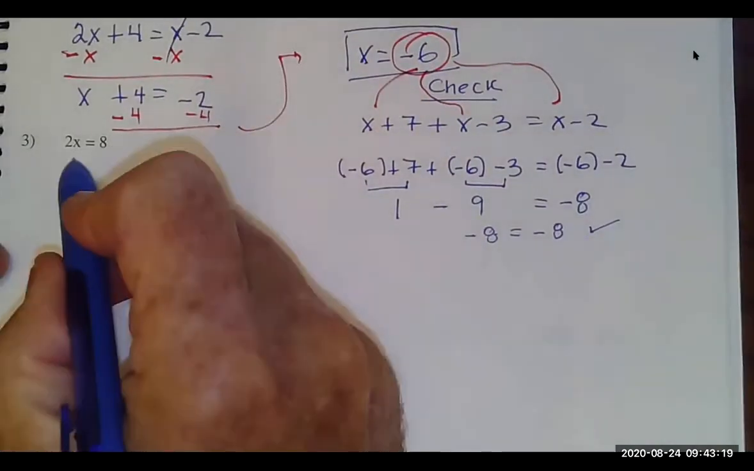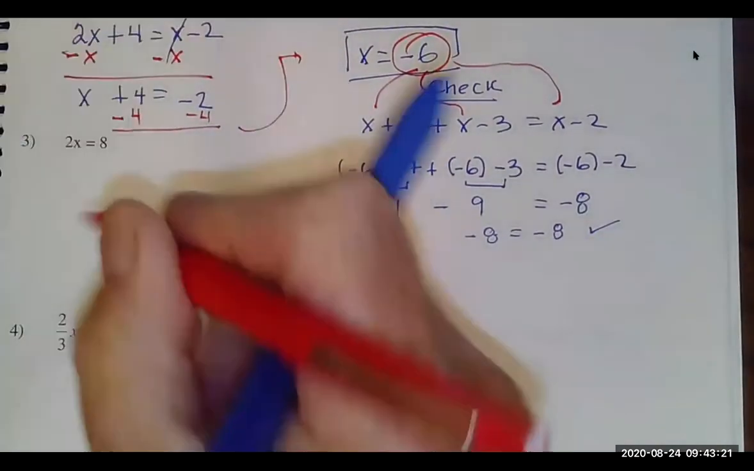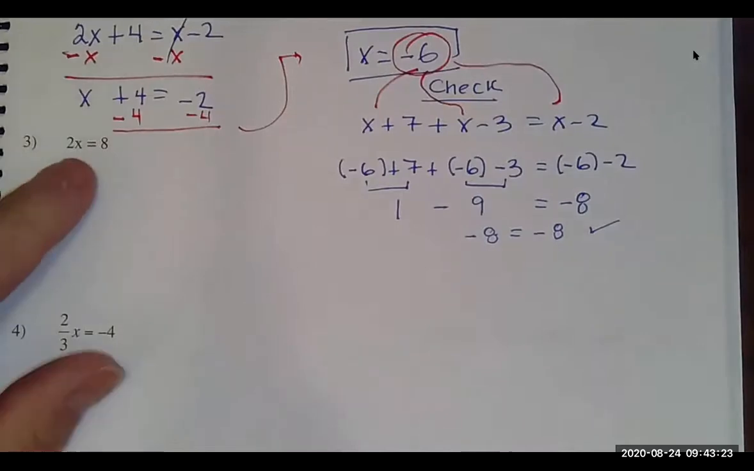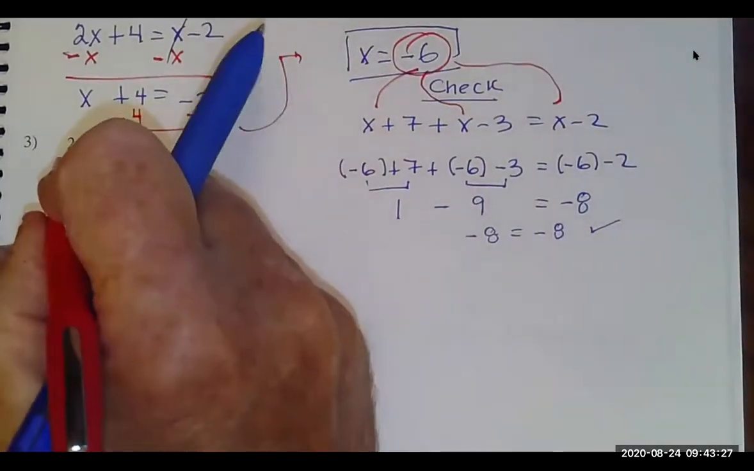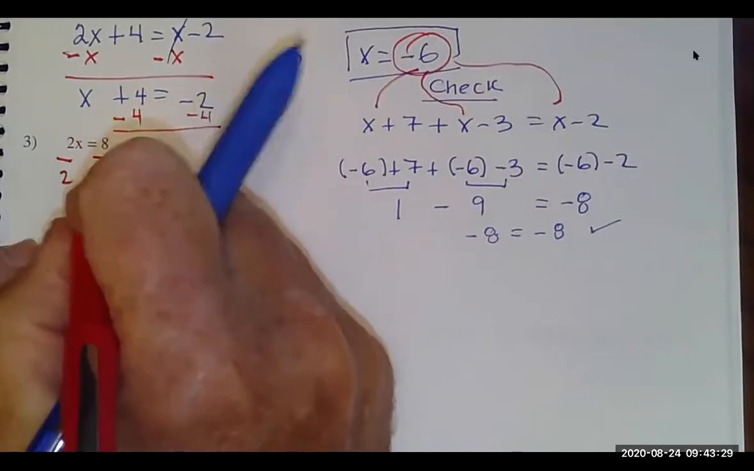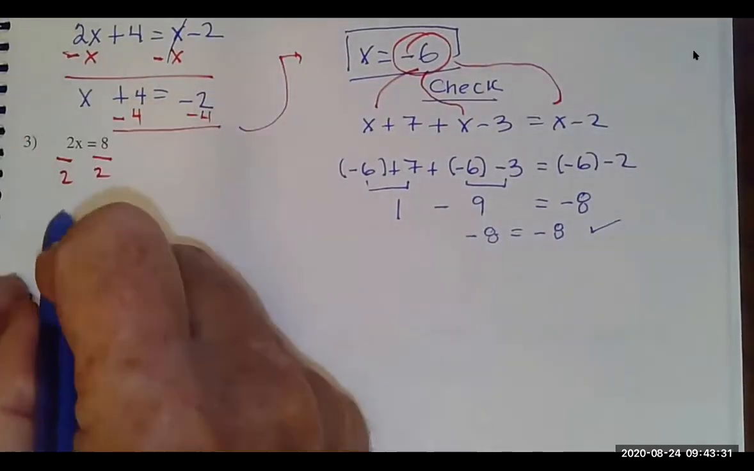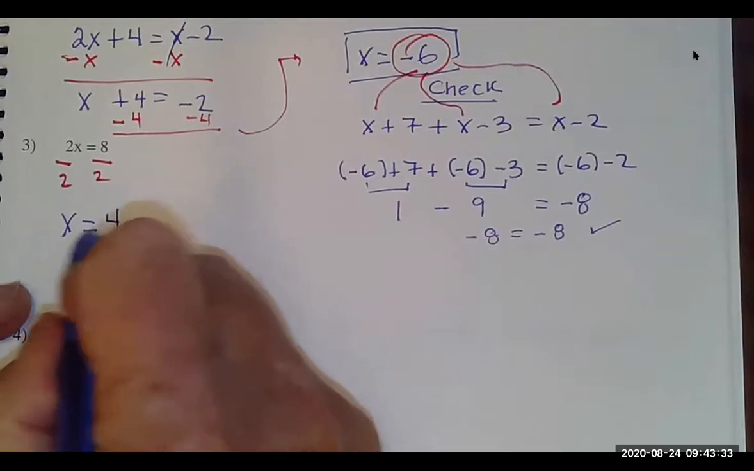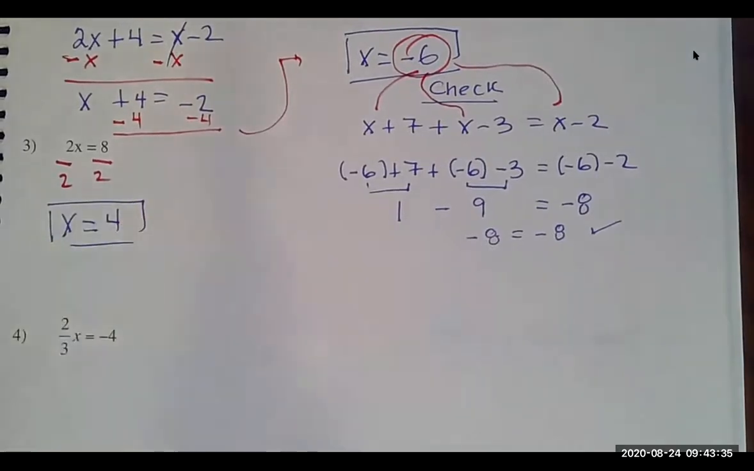How do I get rid of the 2? I think all of you know. Well, by the way, the answer's got to be 4. The answer is 2 times 4 is 8. The answer's got to be 4. So divide by 2, and sure enough, we all know that was supposed to be 4. No checking on that one.